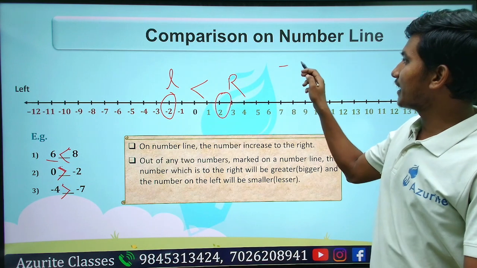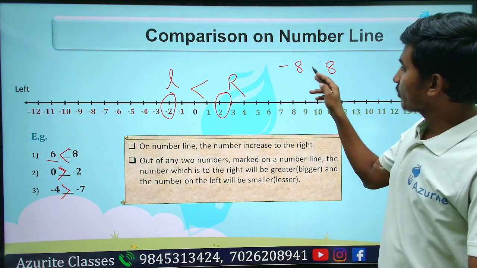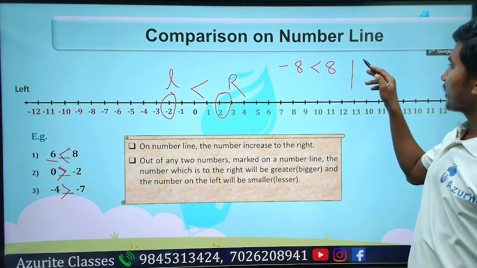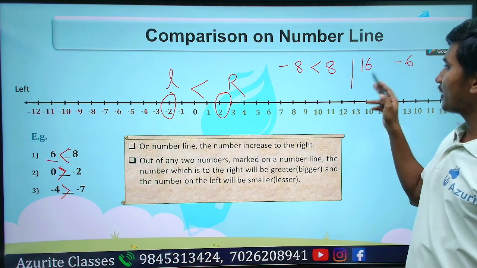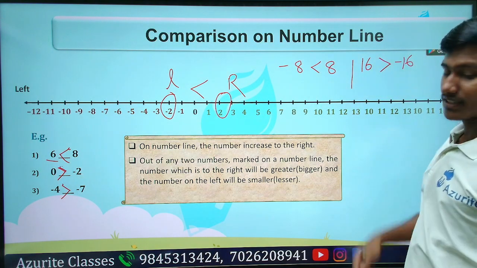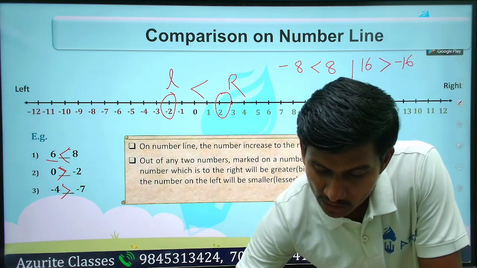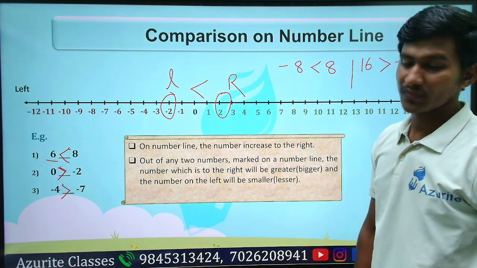So minus 8 and 8, which is bigger? 8 is bigger here, so minus 8 is lesser than 8. Next question, 16 and minus 16, which is bigger? 16 is bigger, so 16 is greater than minus 16. Understand? Okay, good. Any doubts for anyone? No doubts? Okay, good.